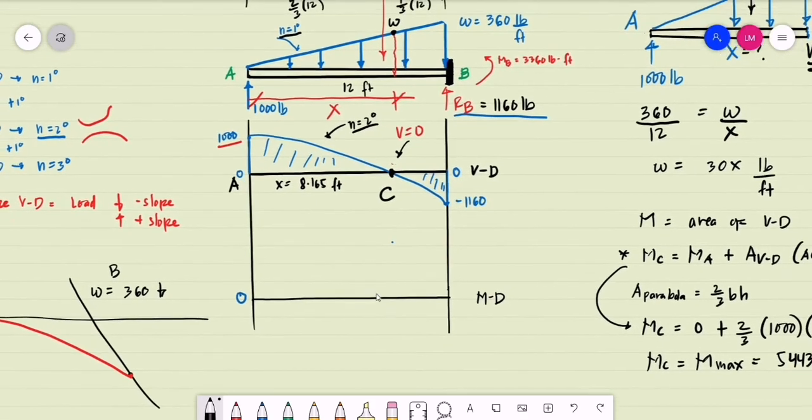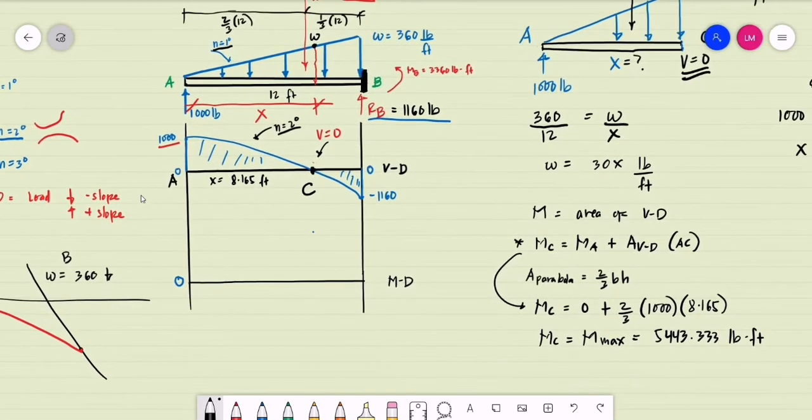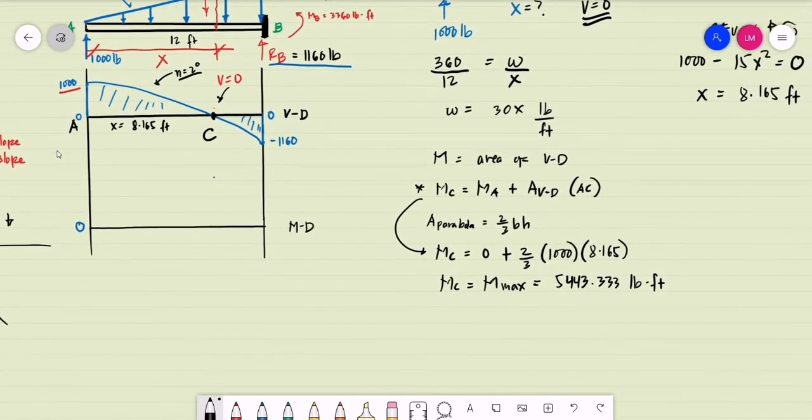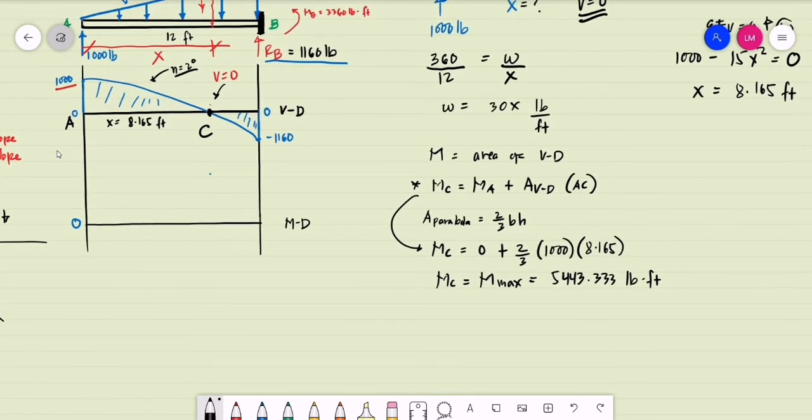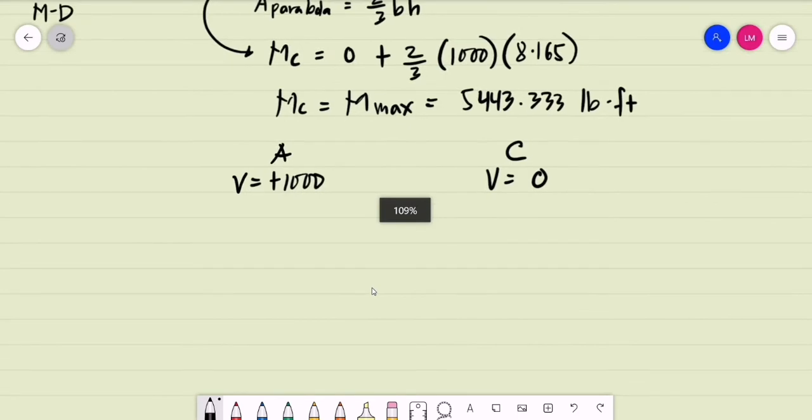Okay, how do we draw the moment diagram? All we have to do is observe the magnitude of the shear on our shear diagram. Since our shear diagram is second degree, our moment diagram should be third degree. Let us observe our reference points. We have point A and point C. What is the magnitude of the shear at point A? We have positive 1,000. The shear at point C is obviously 0. So what is the appearance of a line segment with a positive slope?